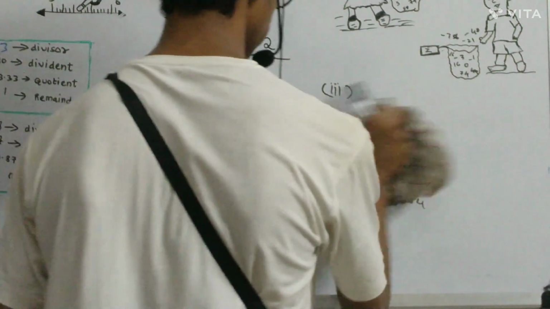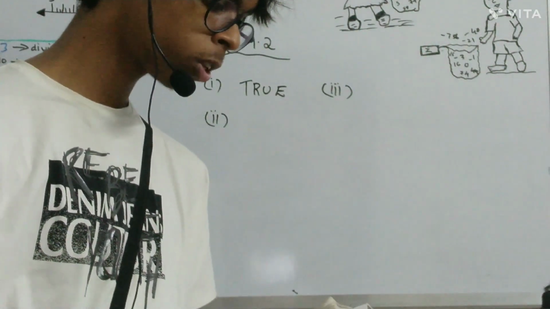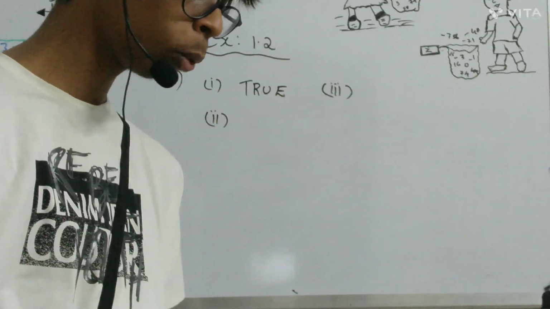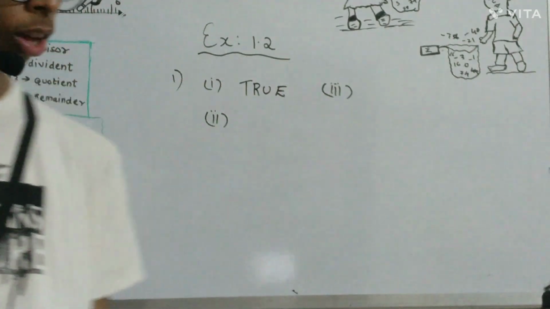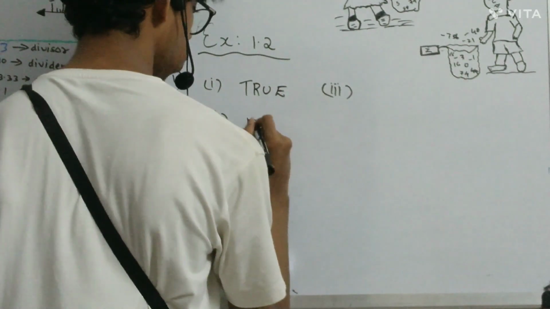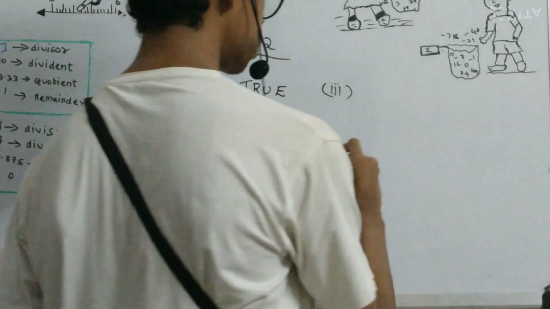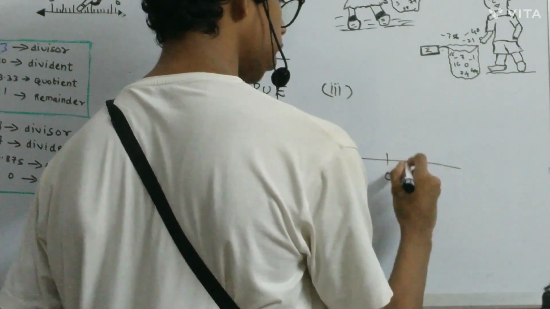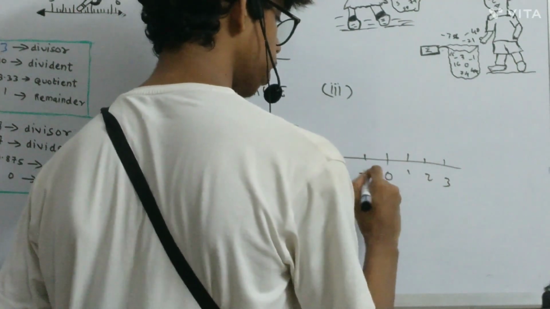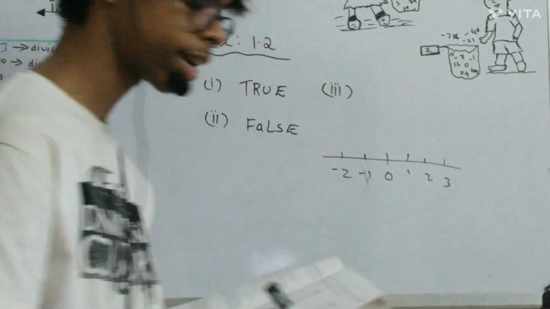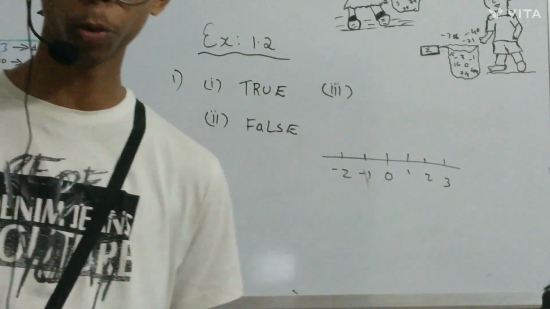Now our next question is question number 2. Every point on the number line is of the form root m, where m is a natural number. So the answer to it is false. Why is it false? Because if you see a number line, we know here we are having 0, 1, 2, 3, 4. Here we are having the negative numbers minus 1, minus 2, etc. So is every point on the number line of the form of root m?